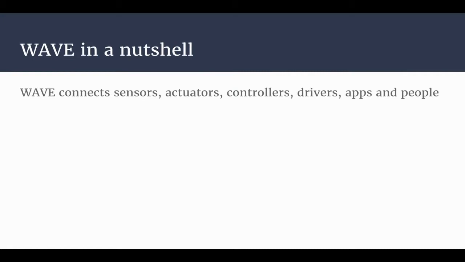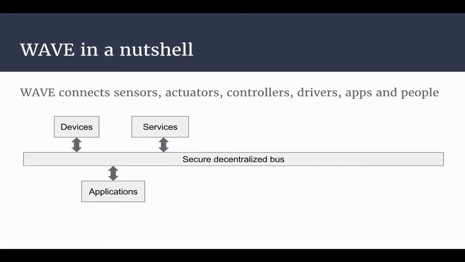So in a nutshell, as Raluca alluded to, Wave connects sensors, actuators, controllers, drivers, apps, people. It's basically the glue that connects various different services and pieces of larger systems. And you can think of it as acting as a secure, decentralized bus. You have devices attached to this bus, you have sensors, services, and it allows all of these things to communicate in a completely authorized manner.